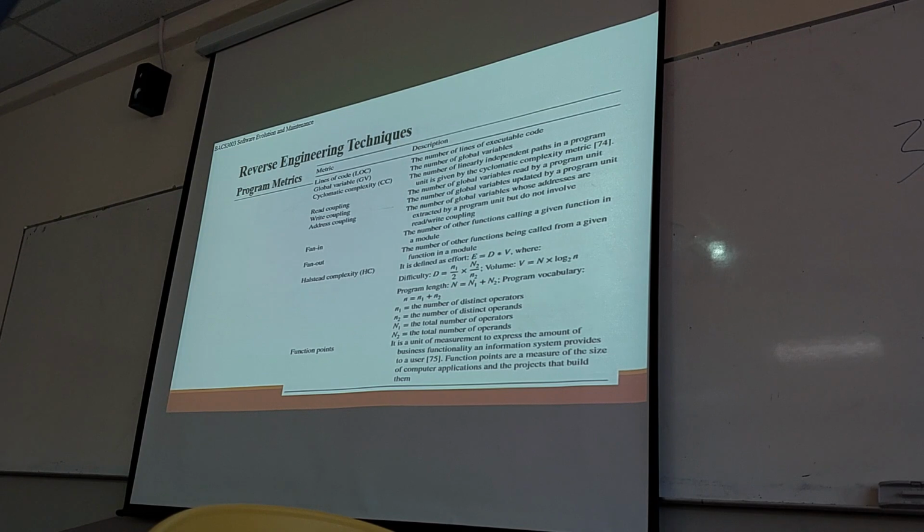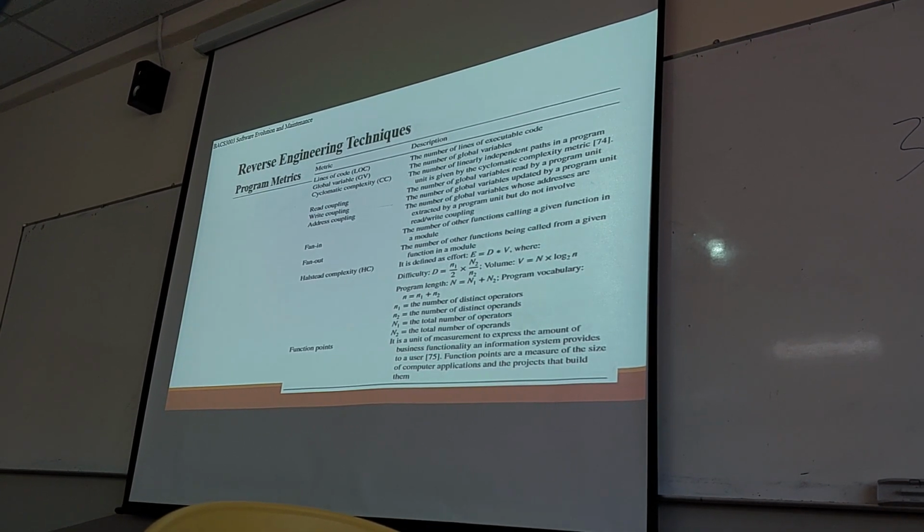Understand? So maybe if in the tutorial we have a bit of time, then I can show you how to calculate the Halstead complexity. For the function point, actually it is the measurement of the number of business functionality in your program. Sometimes when you want to measure the program size, besides using the lines of code, we can use the function point. Understand? Okay.